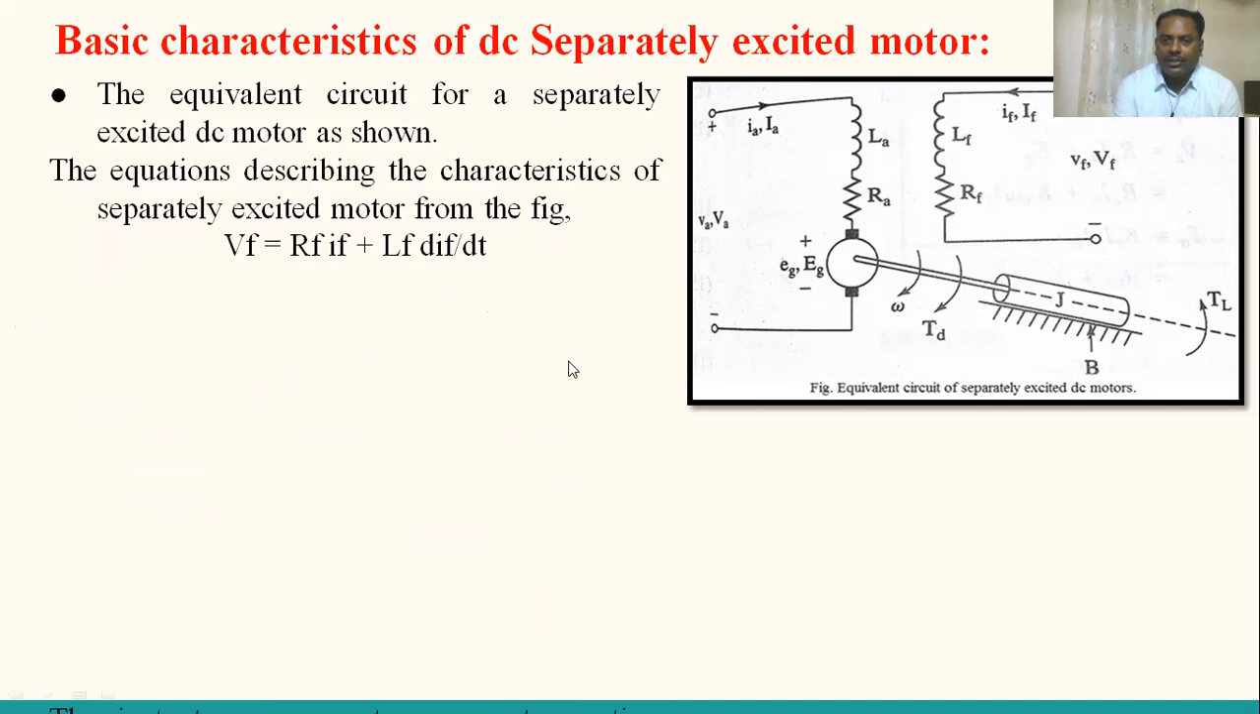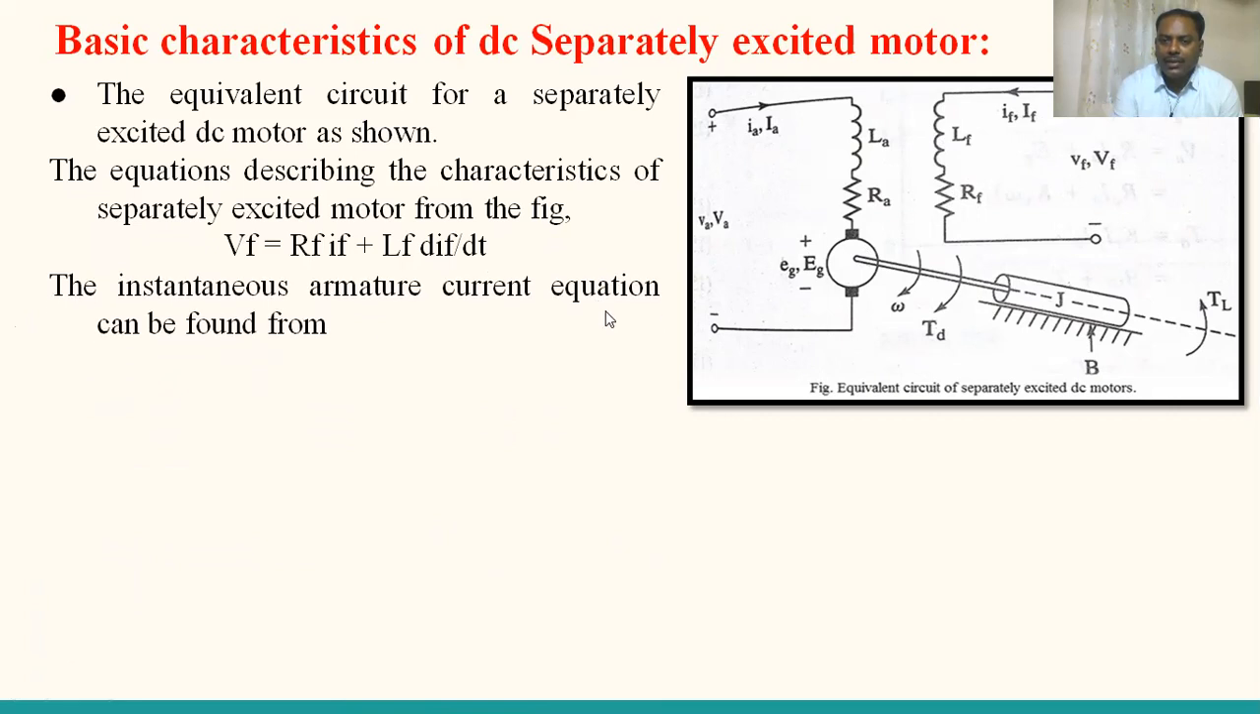And similarly, you can write the instantaneous armature current equation. Armature current can be found from the loop equation of the armature circuit. So that is VA = IA RA + LA dIA/dt + EC. EC or EB; in a motor, particularly, you call it the back EMF EB.